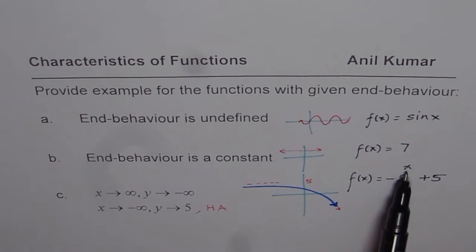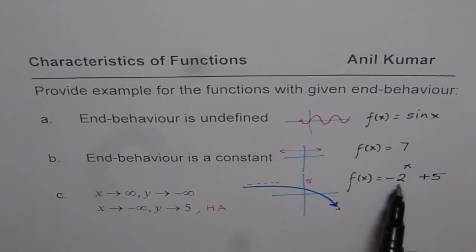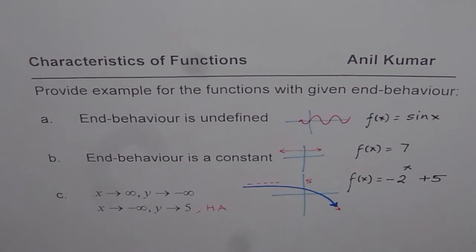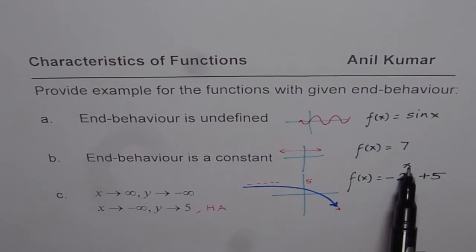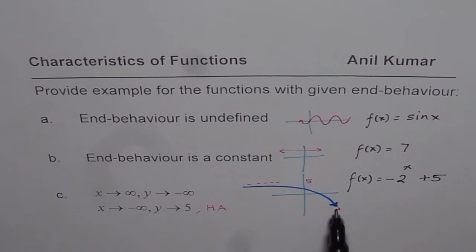So if I write x as a large negative value, the first term will approach 0, right? Approach 0, negative means less than 5. So that is how it works out. And if I write a large value here, then this becomes a very, very large negative value. So the function is becoming an increasingly large negative value. So that gives you an idea of how to write a function or even how to sketch a function from the given end behavior. I hope that really helps.